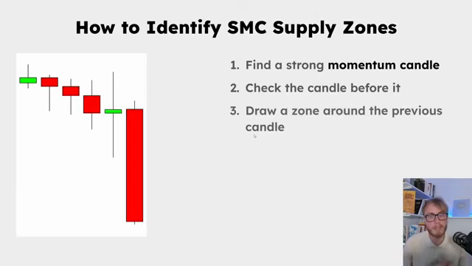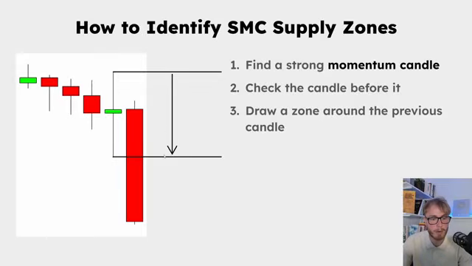Step number 3 in this process is once again to draw a zone around the previous candle. To keep it simple, we want to contain the whole previous candle. So we draw the zone from the highest point of that candle down to the lowest point of that candle. This whole part right here will be our supply zone.